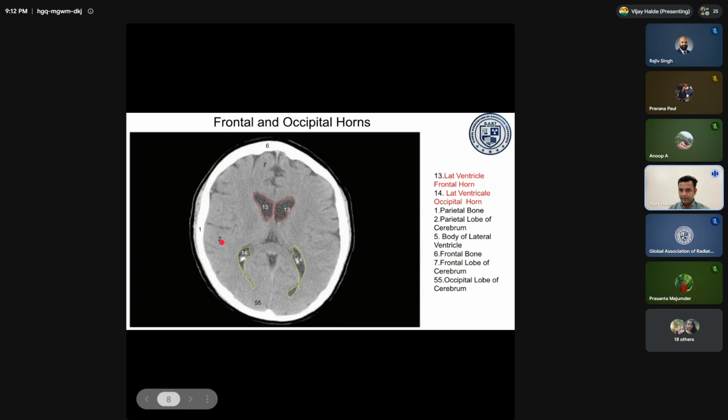Other lobes are also available. The second one is a parietal lobe. This is a parietal bone. On either side also, this is a parietal bone and this is a parietal lobe. At the back side, we are able to see the occipital lobe.